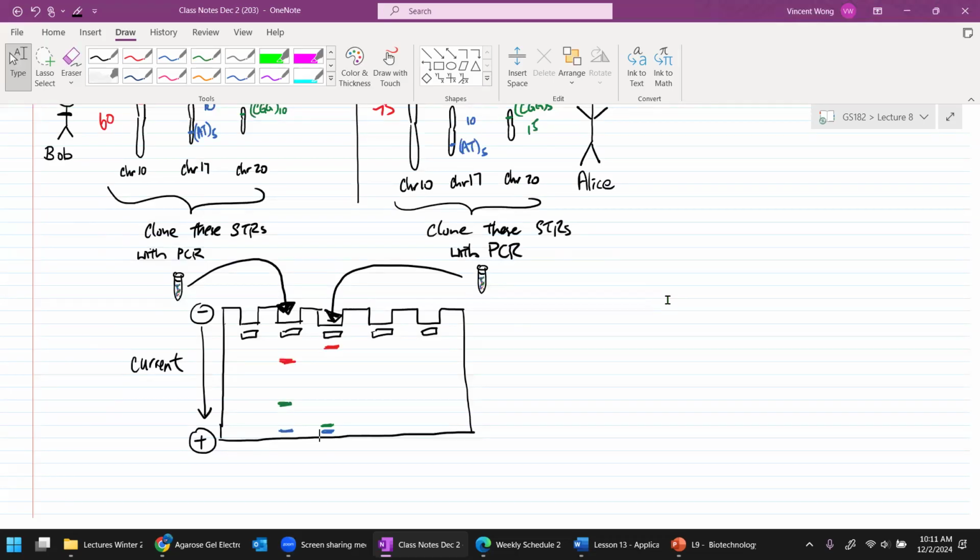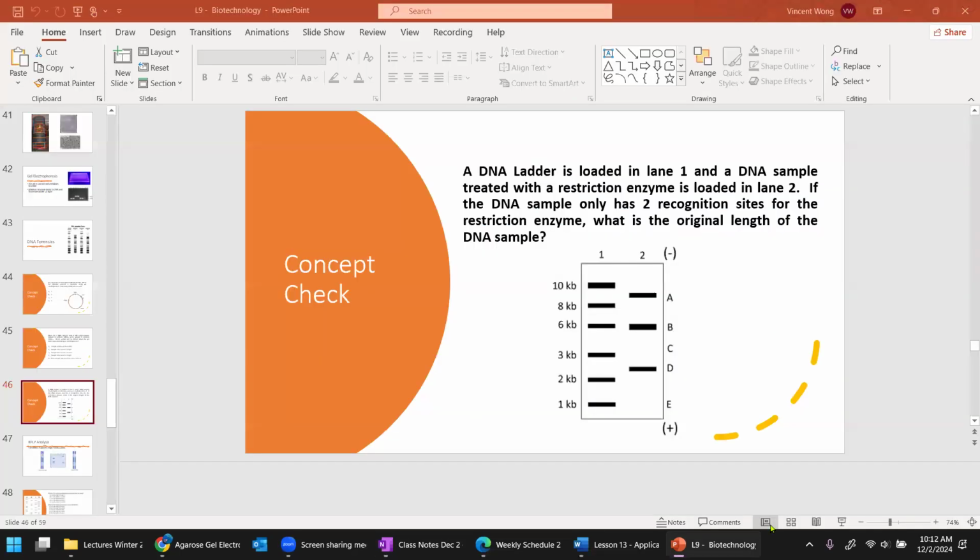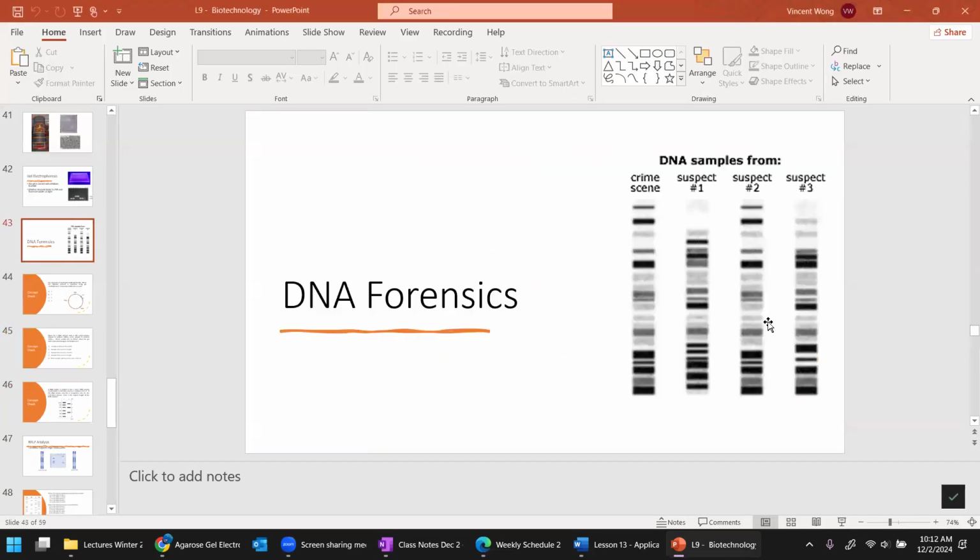And when you do it all at the same time, you're going to end up with a picture like this. Right? Each of these bands, again, some are fainter than other ones, but each band represents a particular STR. Okay, and here it's like a smear. That means it's like a bunch of them really close, like maybe 10, 15, 20. It's so close that the gel is not going to be able to separate them. Okay, but that's how you create a DNA profile of a person.